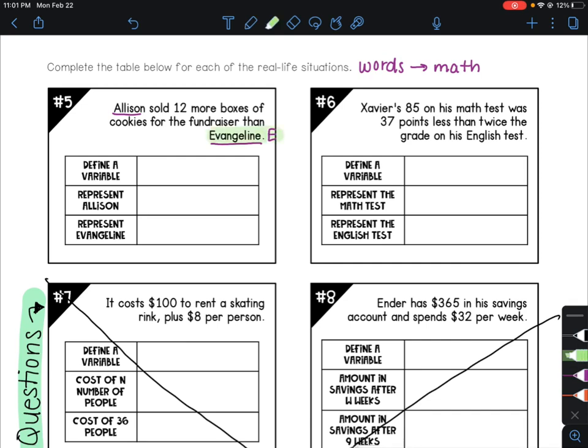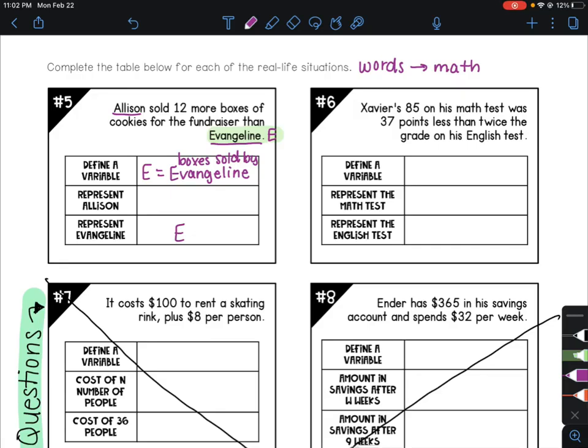And again, typically the end of the sentence is where we're finding that variable. It's just the structure of an English sentence when you're making a comparison. So that should help if you're ever not sure what to use as your variable. Boxes sold by Evangeline is E. So to represent Evangeline down here, just E.